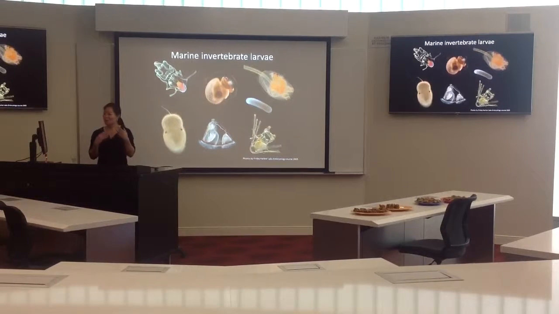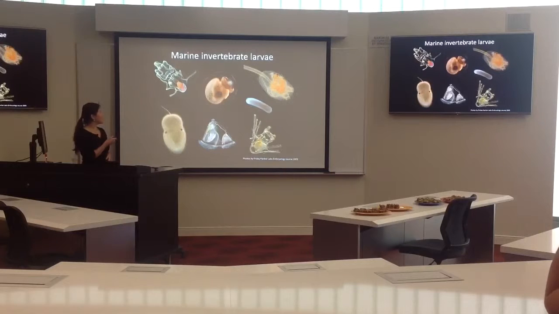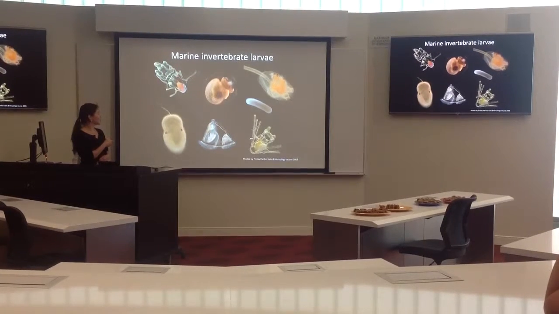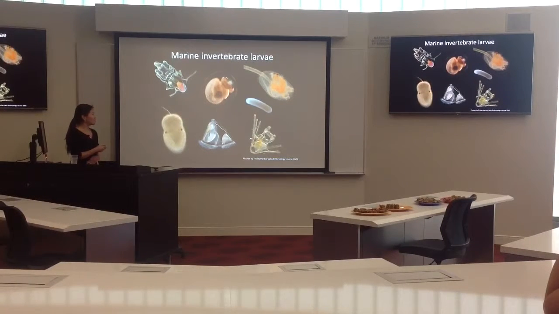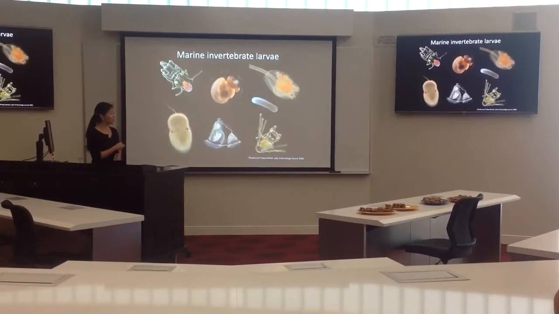In all sorts of shapes and forms. And here, for example, we have a sea star larva in the upper left. And right below it is a chiton larva. And over here is a veliger larva. That's the larval name given to those larvae that belong to marine gastropods.